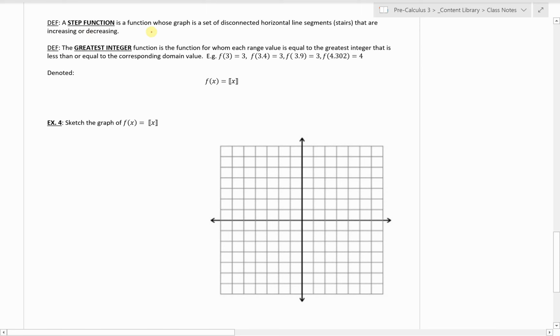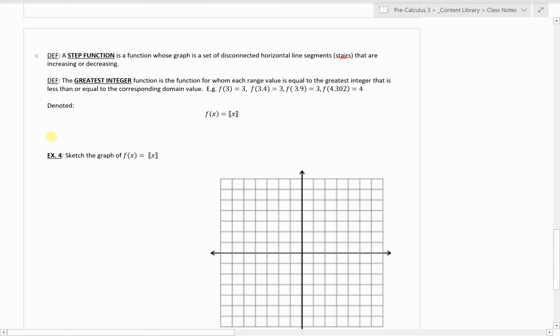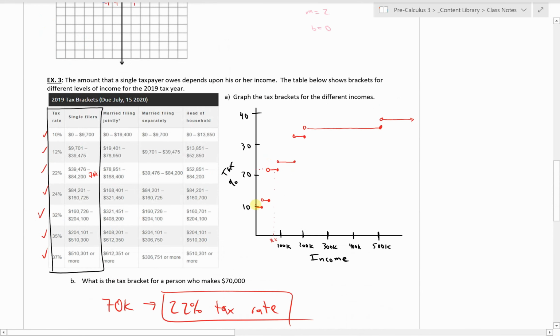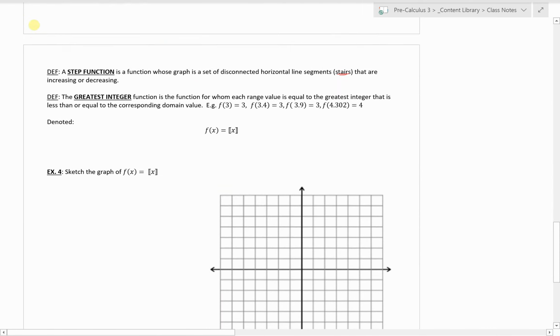A step function is a function whose graph is a set of disconnected horizontal line segments, i.e. stairs or steps, that are increasing or decreasing. And actually, our tax bracket is an example of that, right? As you go to higher incomes, you keep stepping up in your tax percentage. So that's an example of a step function.